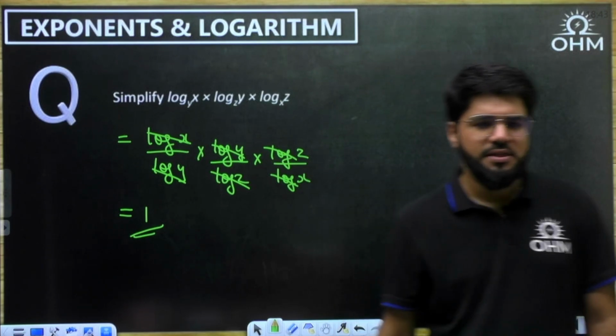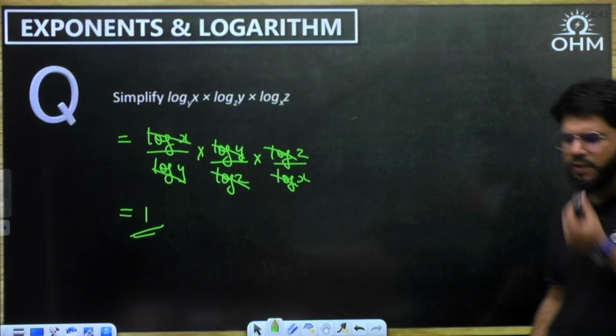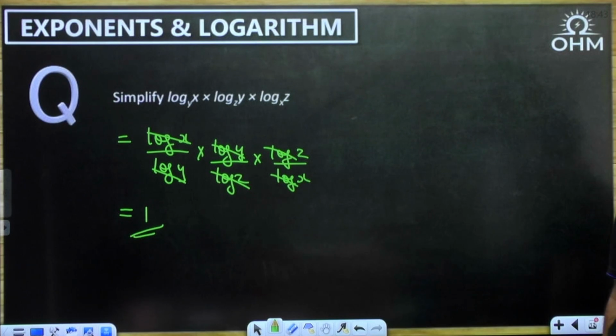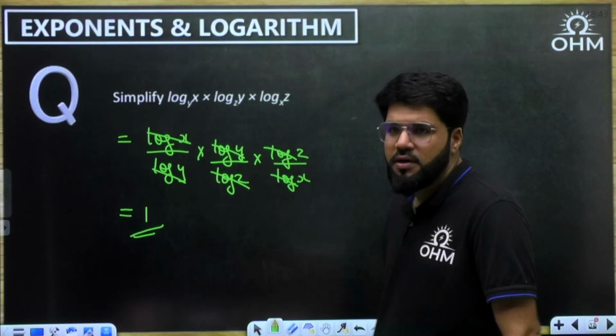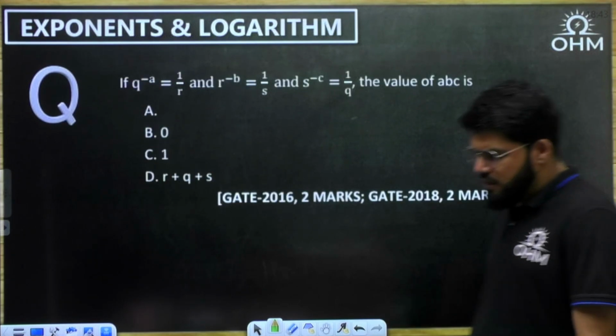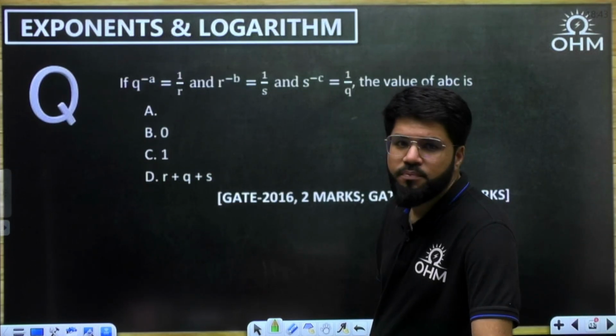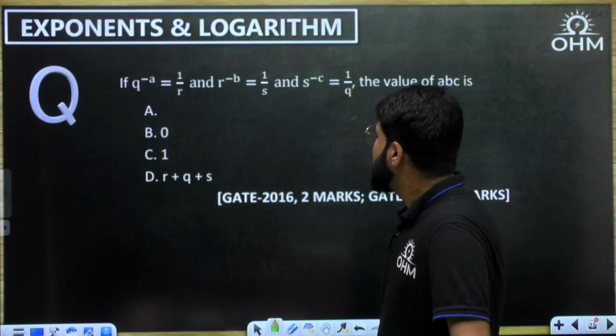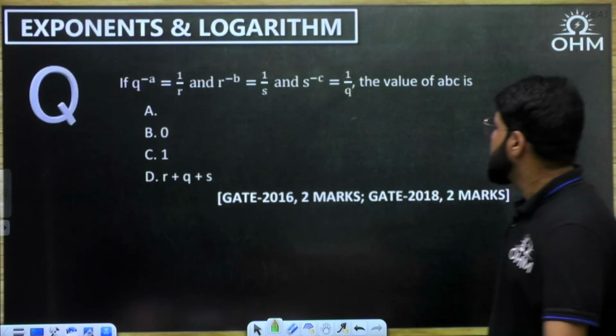The answer is equal to 1. Okay. Fine. Let's move ahead to the next question. q power minus a is 1 by r, r power minus b is 1 by s, s power minus c is 1 by q. Find the value of abc.